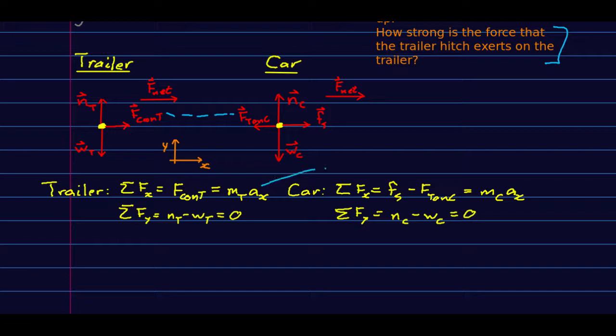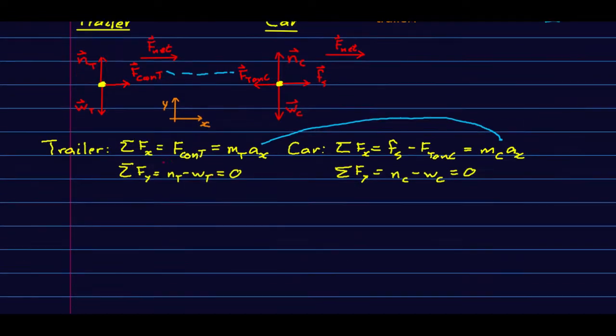And if the car and the trailer move together, those accelerations have to be the same. So I've used the same symbol for them. And now let's go about solving for what we're looking for, which is this force right here. So these aren't going to help us. They're all in different variables that don't appear, but let's count our unknowns.